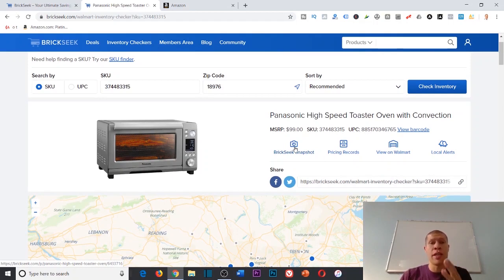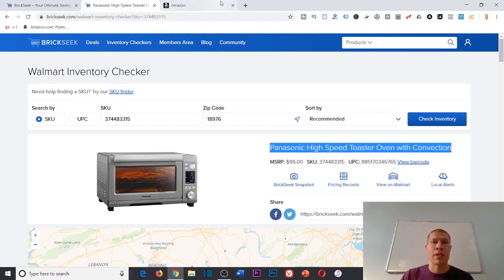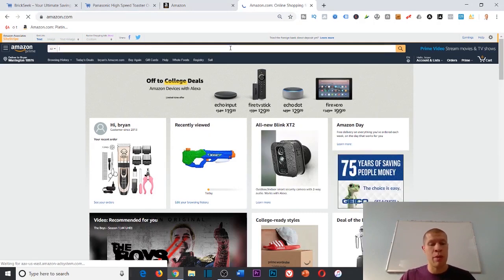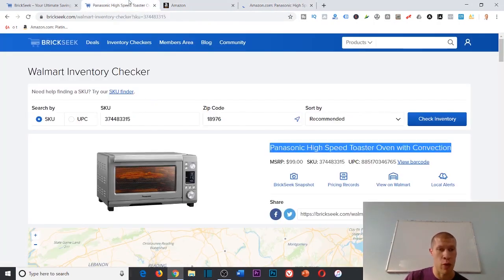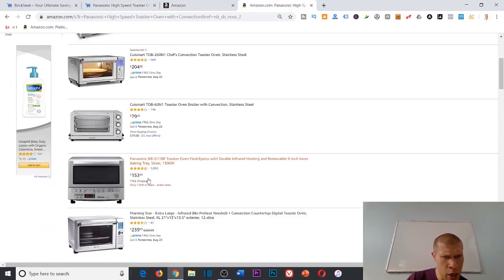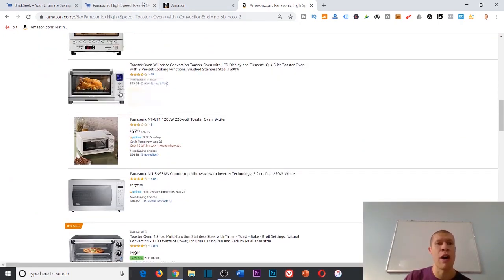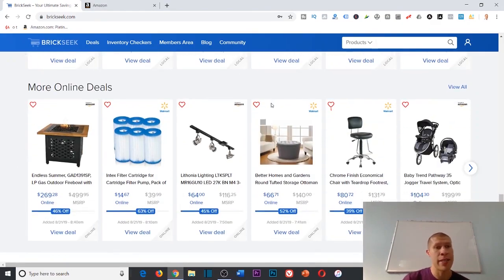Now, there's nothing listed here for Amazon. So that could indicate that they don't have the Amazon sales data or that it's not selling back on Amazon. So you could buy this and sell this back on eBay, but I don't personally like to do that with Brickseek. So what I'll do is I'll take that in and I'll paste it in and look for this. So Panasonic high-speed toaster oven, and because there's so many here, I don't even want to get involved in this, but that's the process that I do. I check to see if I can find a listing that is exact.